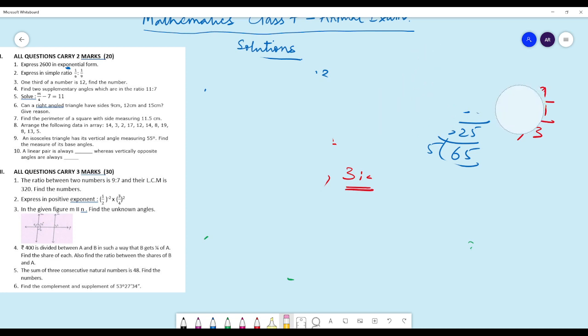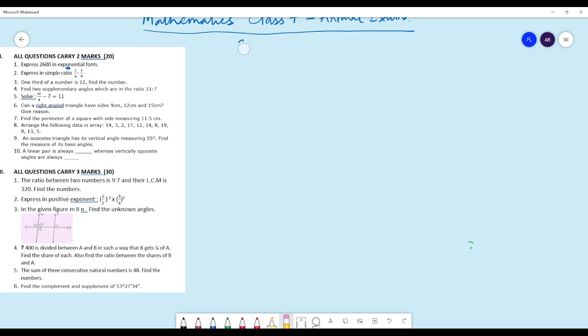Okay, so what does the next question say? The next question says, find two supplementary angles which are in the ratio 11:7. Okay, so let us get on with this. The first thing you need to understand over here is that the angles are supplementary, right? So what does it mean? Supplementary angles means that the sum is equal to 180 degrees.